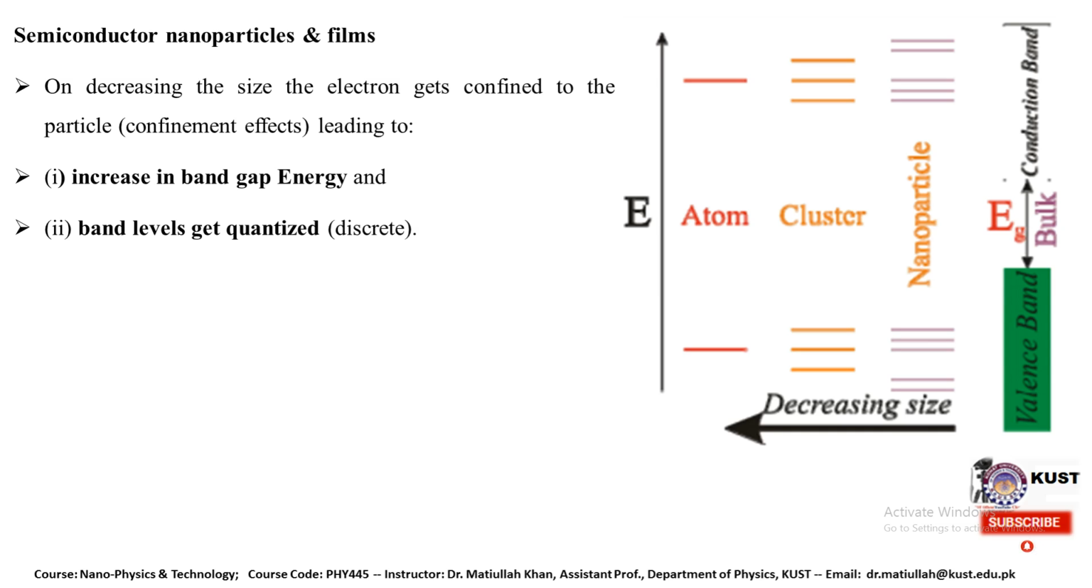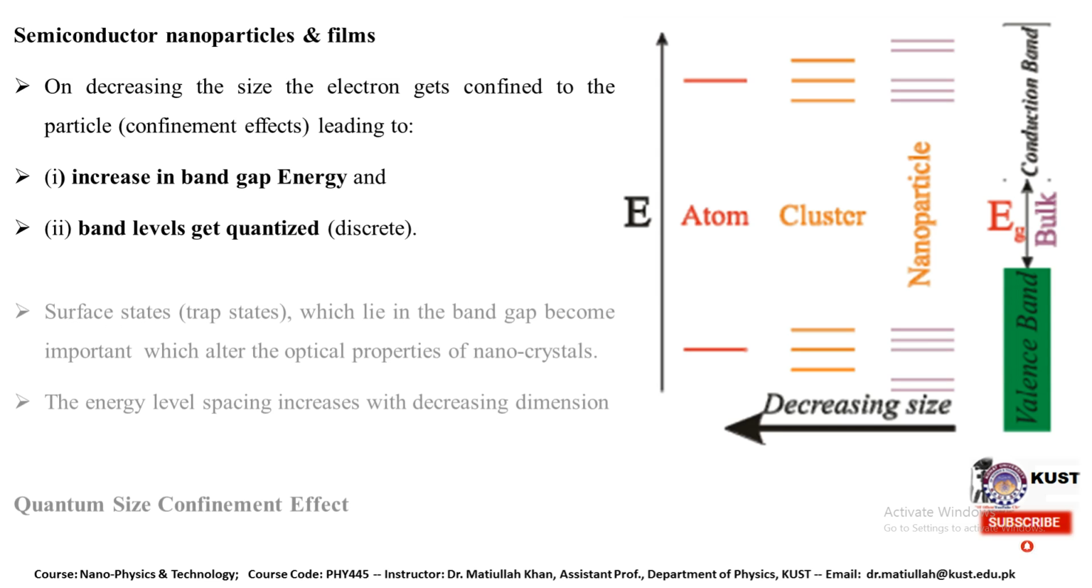So this gradually goes from a single atom towards a semiconductor or a bulk material. So we can observe how increasing the particle size, I mean increasing the number of atoms, will lead to populating the bands, I mean populating the states, and decreasing the size will try to isolate the bands. So here we can see that on decreasing size, the electron gets confined to a particle, that is the particle confinement effect, and it leads to an increase in band gap energy and the band levels get quantized, discrete.